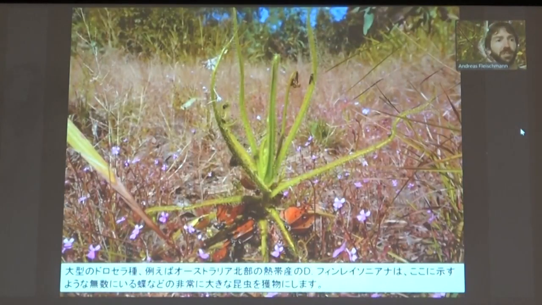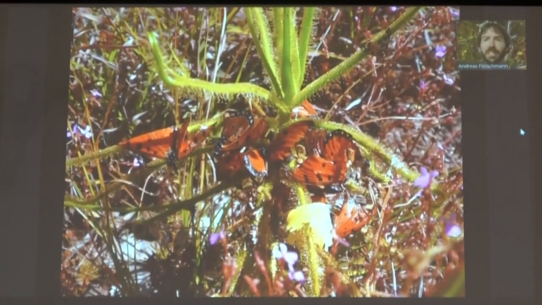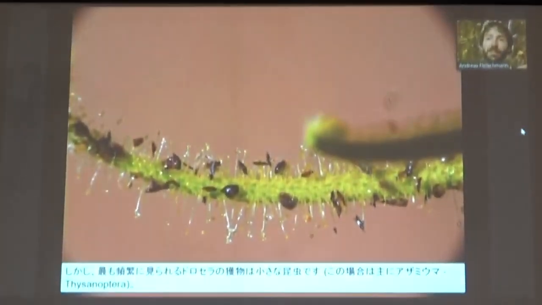Large Drosera species like this Drosera finlaysoniana from tropical northern Australia can capture quite large insect prey, both in numbers but also in prey size, like these numerous butterflies, which you can see here on this Drosera finlaysoniana. But mainly Drosera prey is comparatively small, so rather small insects like these thrips, Thysanoptera.